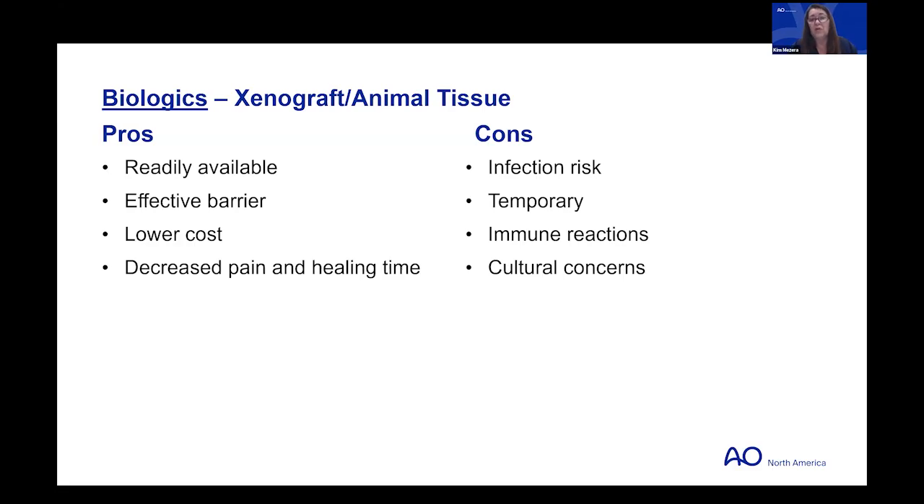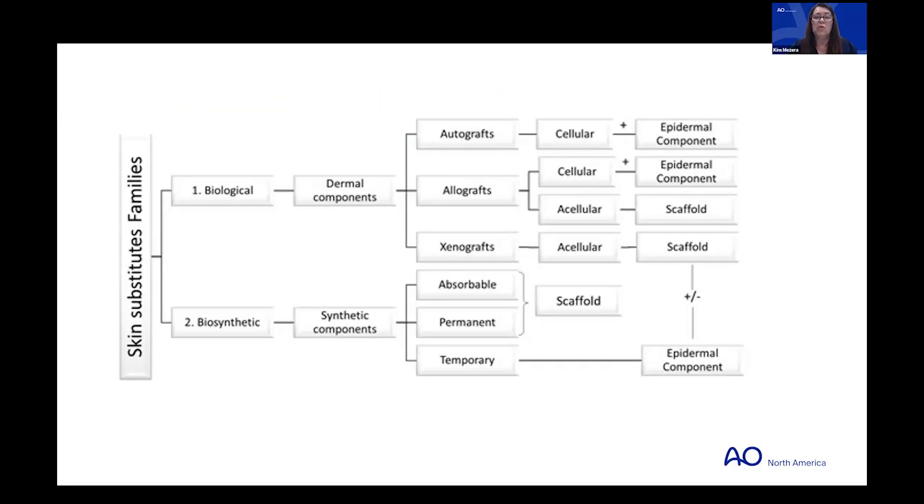The cons are perhaps an infection risk from the animal tissue. It is typically temporary in most cases, meaning you have to go back and do a skin graft or some kind of coverage. And there may be an immune reaction. And then there are some cultural concerns depending on what area of the country or world you may be in. There are some religious or ethical concerns, and not every patient would be comfortable with this type of biologic. So we've talked about that.